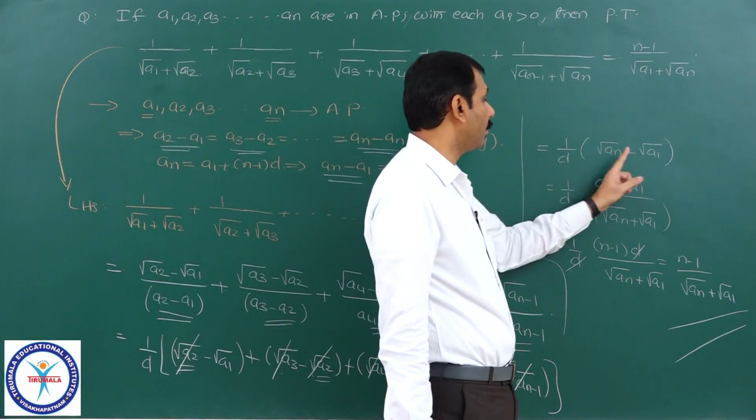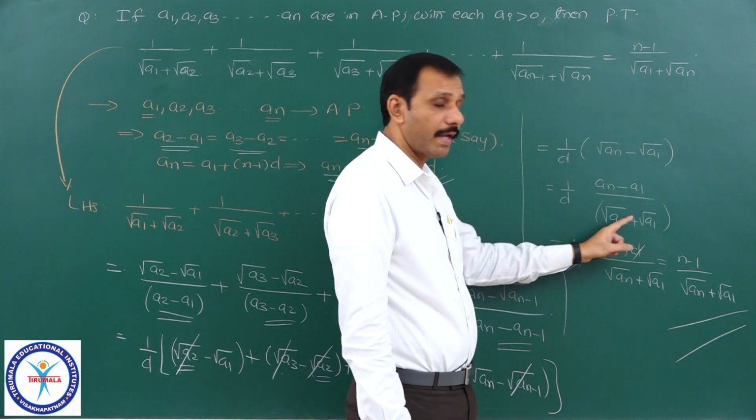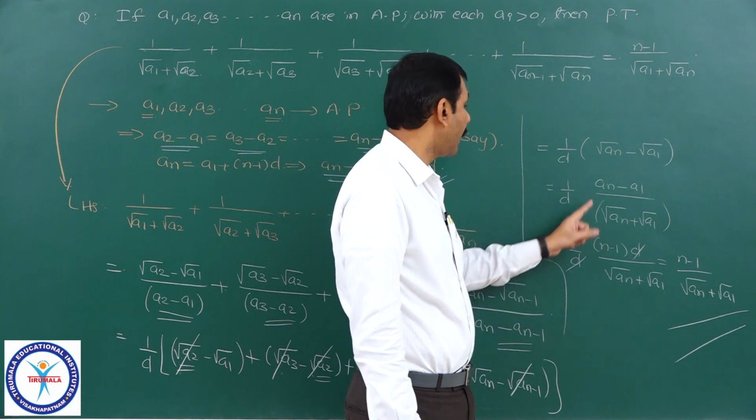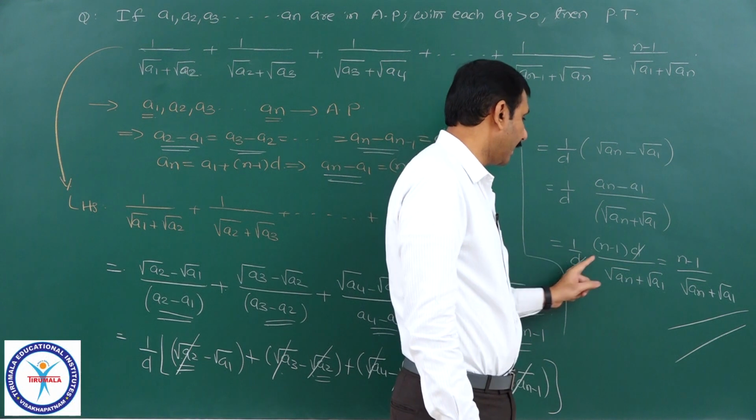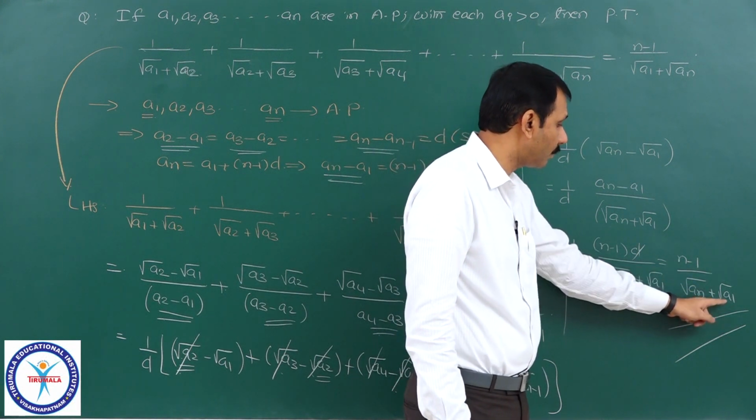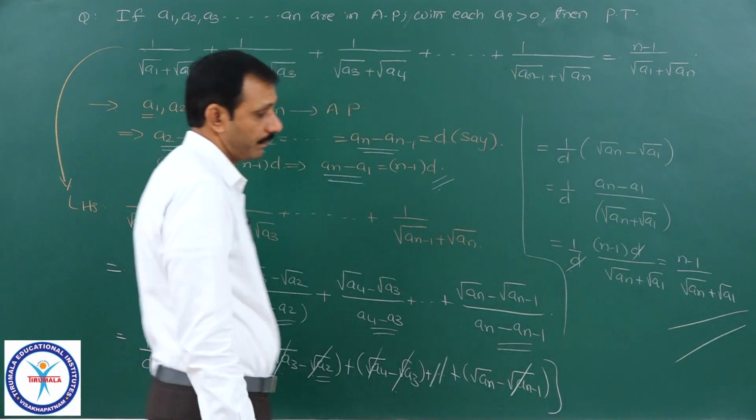And again rationalize the numerator: (an minus a1) by (root an plus root a1). And an minus a1, what is this? It is (n minus 1) into d, I have written. That d will get cancelled, and it is (n minus 1) by (root an plus root a1), which is the required result, hence the proof.